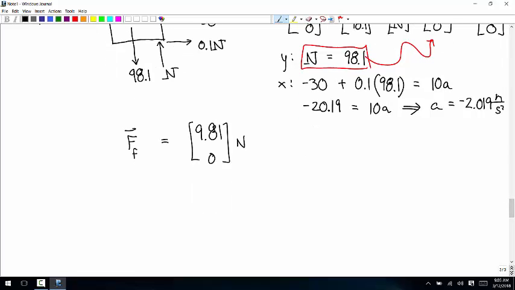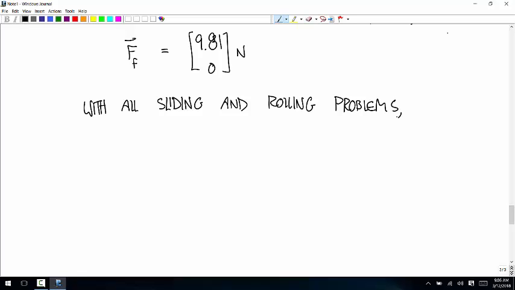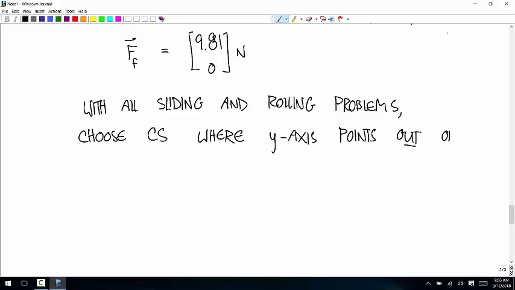All right. So one thing that we are going to always do with all sliding and rolling problems, you want to choose a coordinate system where the y-axis points out of the surface, and so that means that the x-axis has to be parallel to the surface.